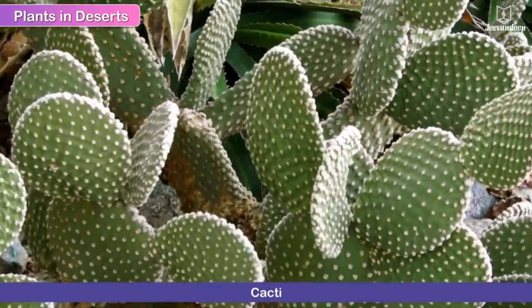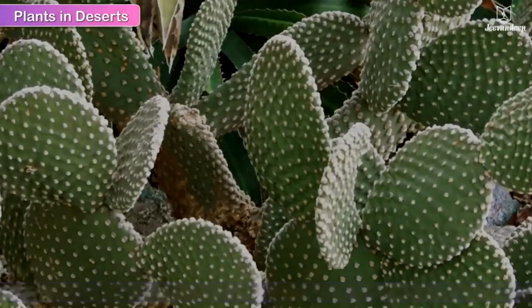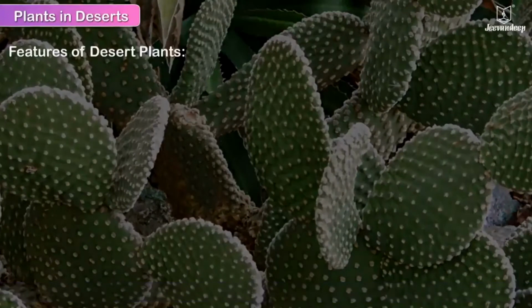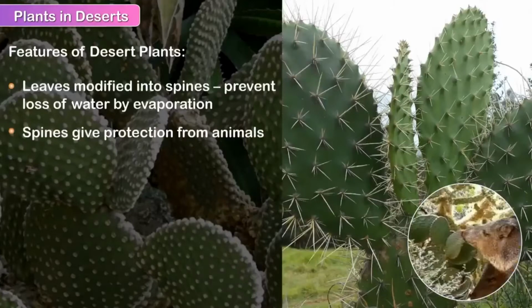Cacti are an excellent example of plants that adapt to desert climate. Some features of desert plants are: the leaves are modified into spines to prevent loss of water by evaporation. These also help the plants to protect themselves from animals.